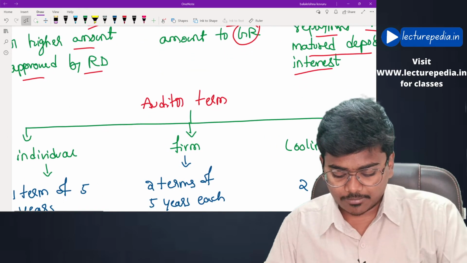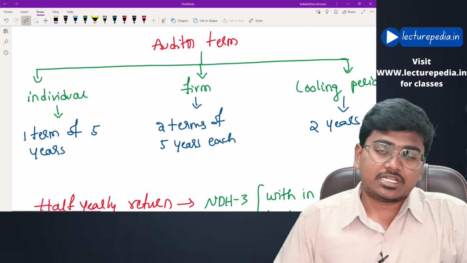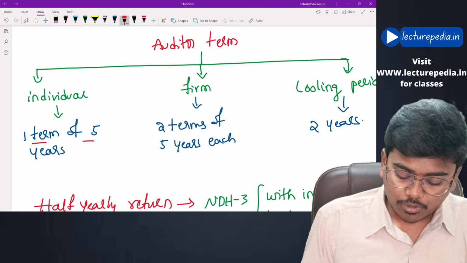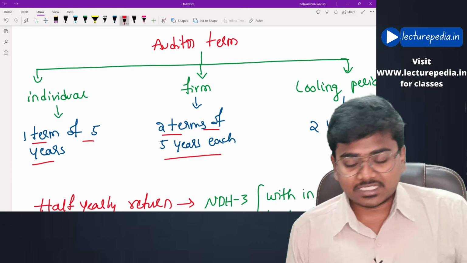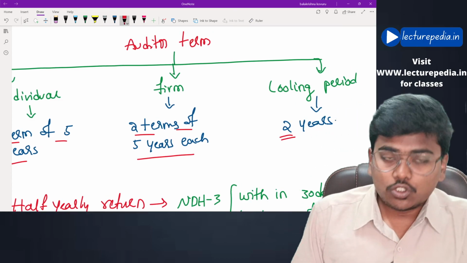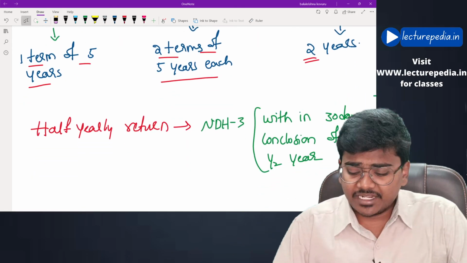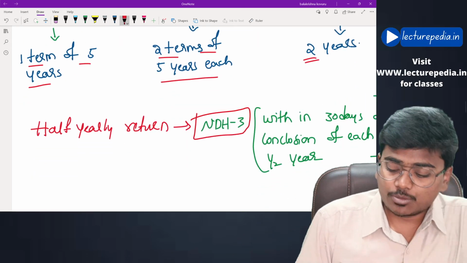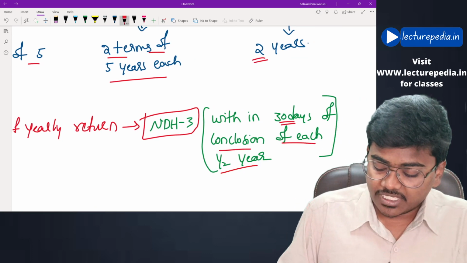Next, auditor. Term of the auditor. In case you are appointing an individual as an auditor, then the term will be one term of 5 years. In case partnership firm, 2 terms of 5 years each, and cooling period would be 2 years. Hope this is clear. Next, there is some half-yearly return known as NDH3 which has to be filed by the Nidhi within 30 days of conclusion of each half year.